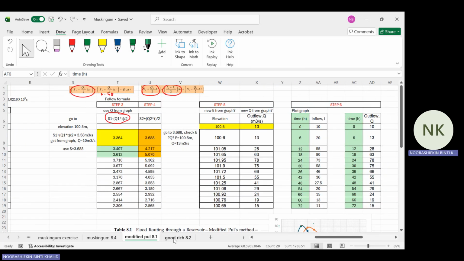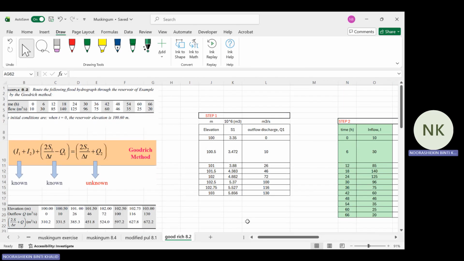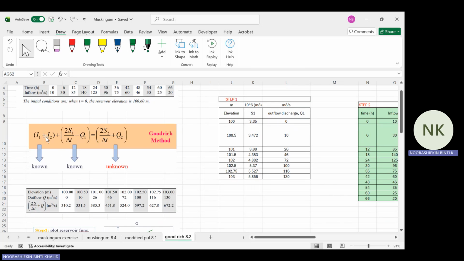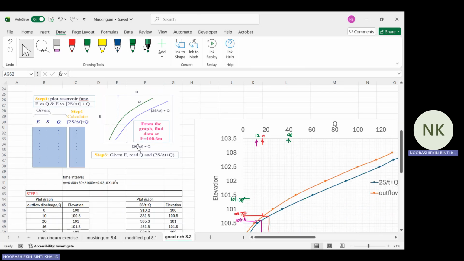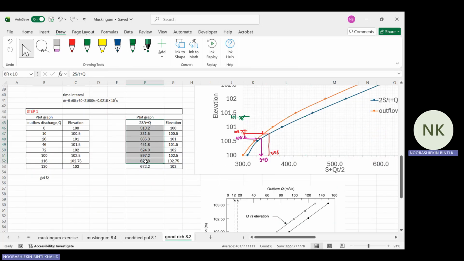And then we go to the Goodrich method. Okay, Goodrich method is a little bit the same. Use the same data, right? So you have to manage the unknown to 2S over T plus Q. Okay, this one is the Goodrich method, right? So first you have to plot graph E versus 2S over T plus Q. So from your data, elevation, S and Q, you plot this graph, 2S over T plus Q.